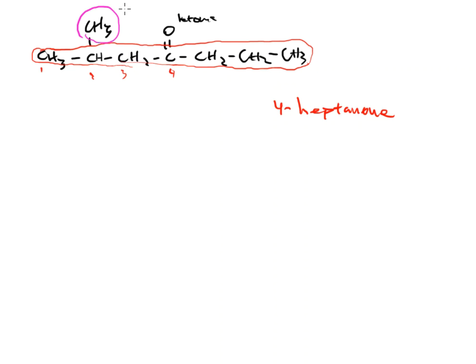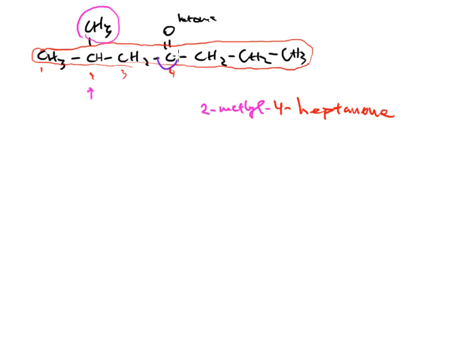And the reason is because that methyl group is toward the left-hand side of the molecule, and that means that we number to the left-hand side of that molecule, and that means that this, sure enough, is number 2. So at the second carbon, we have a methyl group. So 2-methyl-4-heptanone.